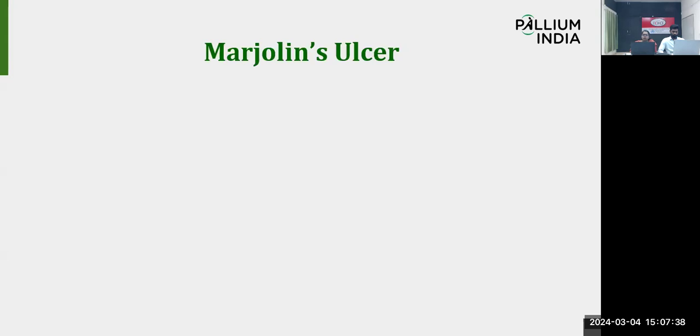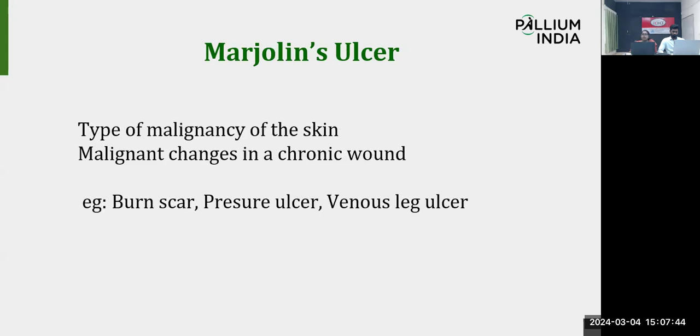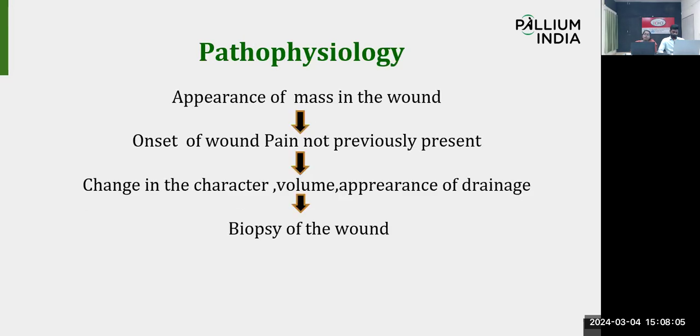I don't know how many of you have heard about Marjolin ulcer. This is a type of malignancy of the skin, with malignant changes in a chronic wound. Examples are burn scar ulcer, pressure ulcer, and venous leg ulcer. These are some examples of chronic wounds. In that chronic wound, development of cancer, the pathophysiology is a little bit different.